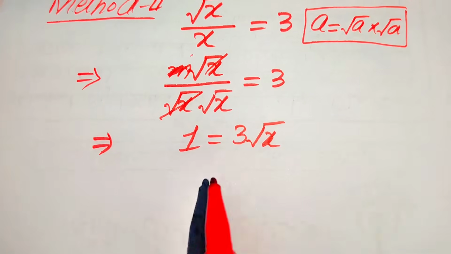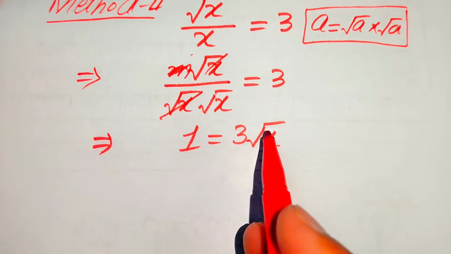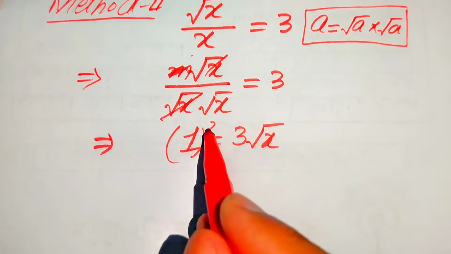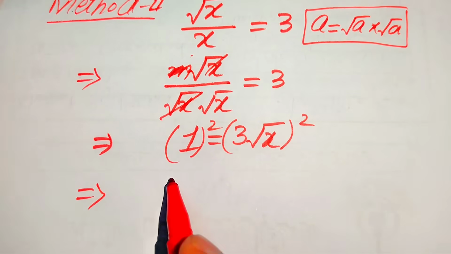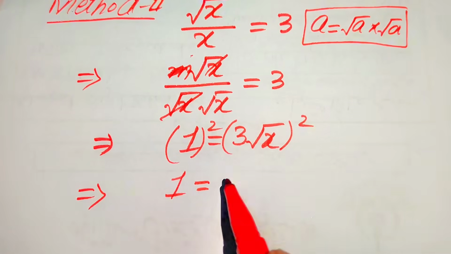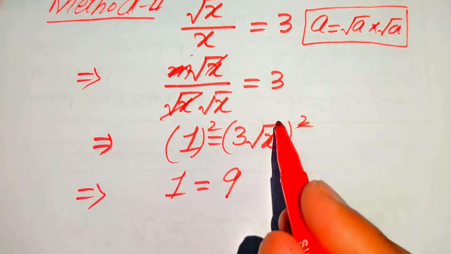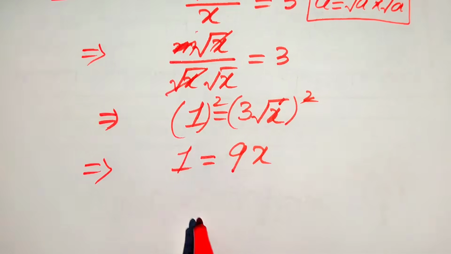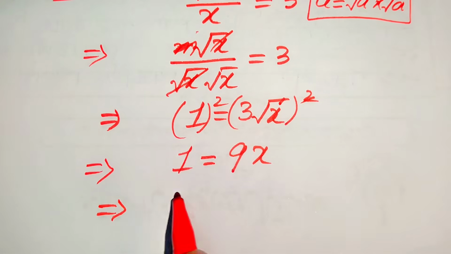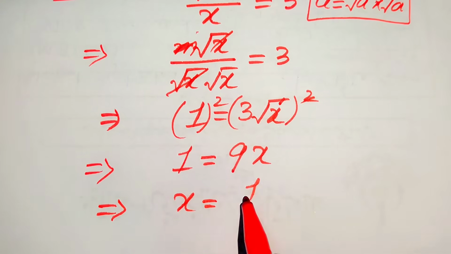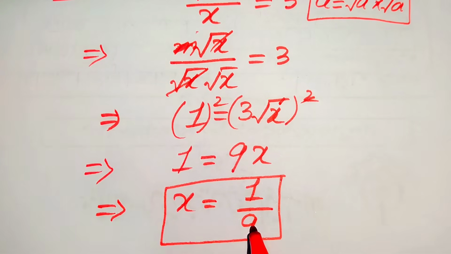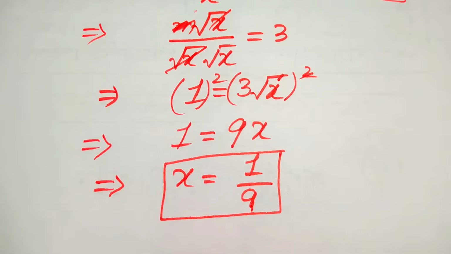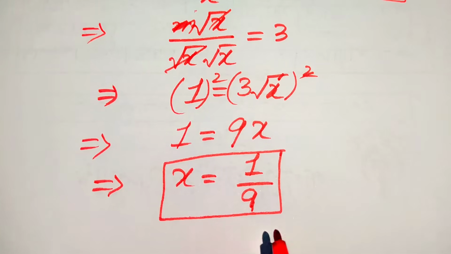Further, in the next step, in order to find the value of x, we need to remove the square root sign. For this we need to square both of the sides. When we take the squaring, 1 squared is 1 and 3 squared is 9. The square and square root are gone and we get x. So we move this 9 to the right hand side and we get the value of x equals 1 over 9. So this is our final value of x which we get in the second method, and in both of these methods we get the value of x equals 1 over 9.